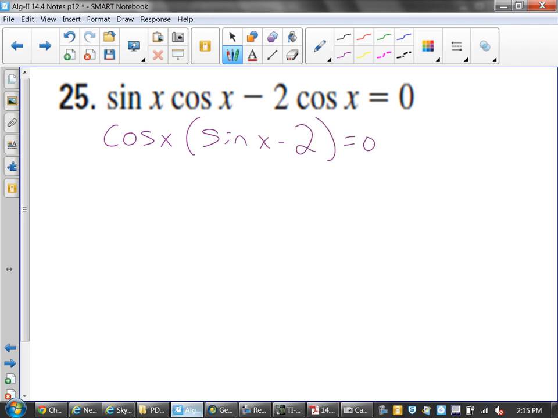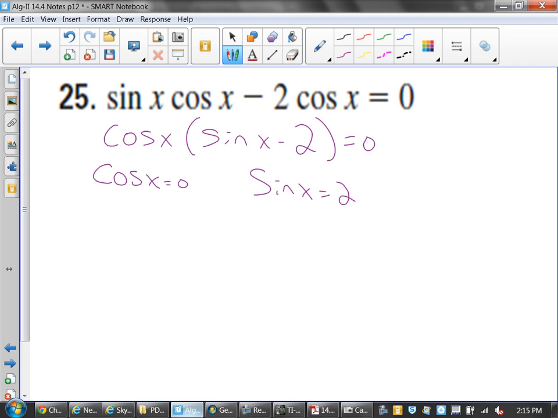Now I have two terms set equal to 0. I set both of them equal to 0. Cosine of x is 0. Sine of x is 2. What I did there is I moved the 2 right off the bat. I'm going to shortcut a couple of these. Hopefully it won't be so bad. Which means I have to take the inverses now.